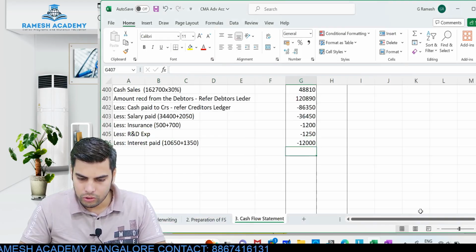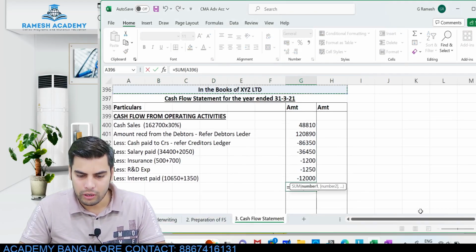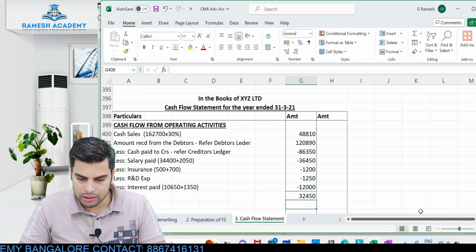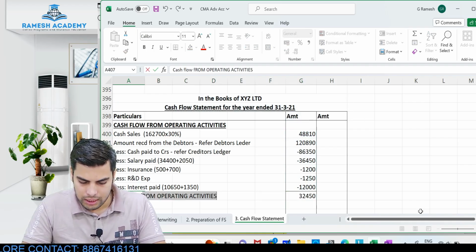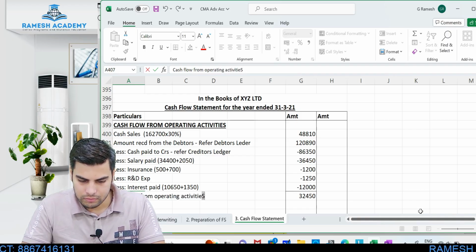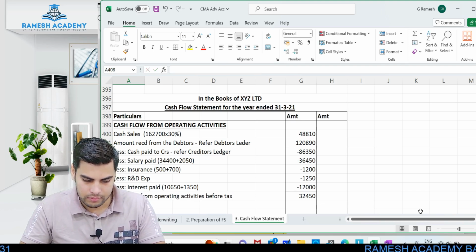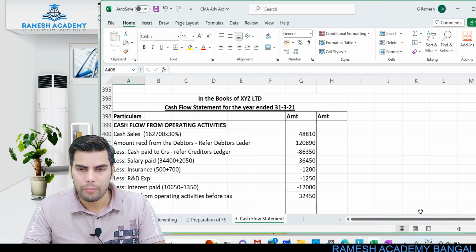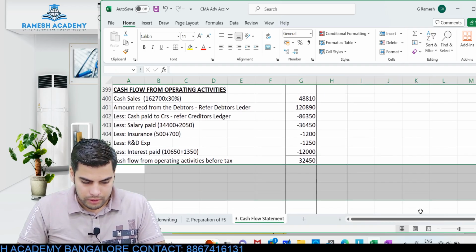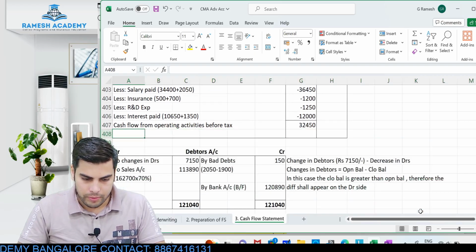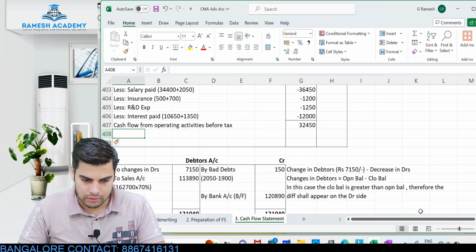So here we'll get to know the cash flow from operating activity before income tax. So that would be how much? 32,450. This is cash flow from operating activities before tax. From this I'll be deducting the taxes which are paid during the current year.